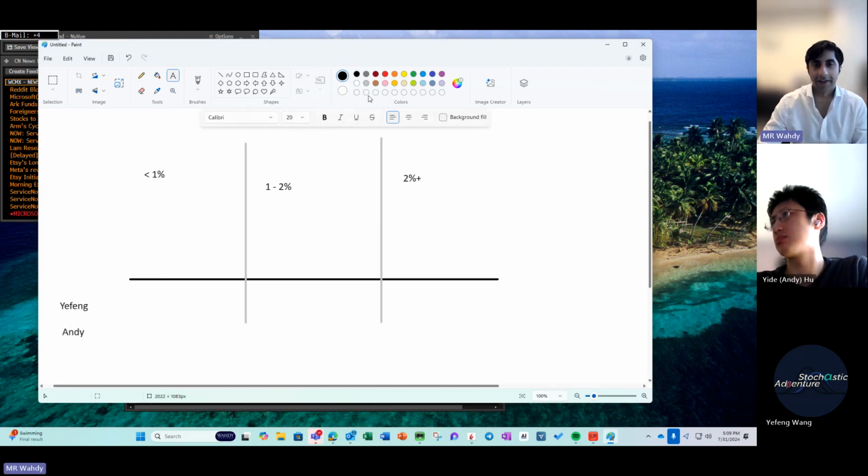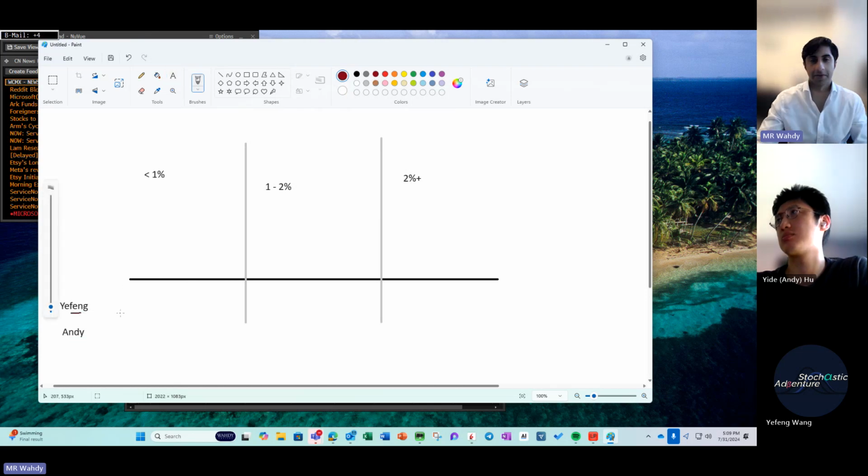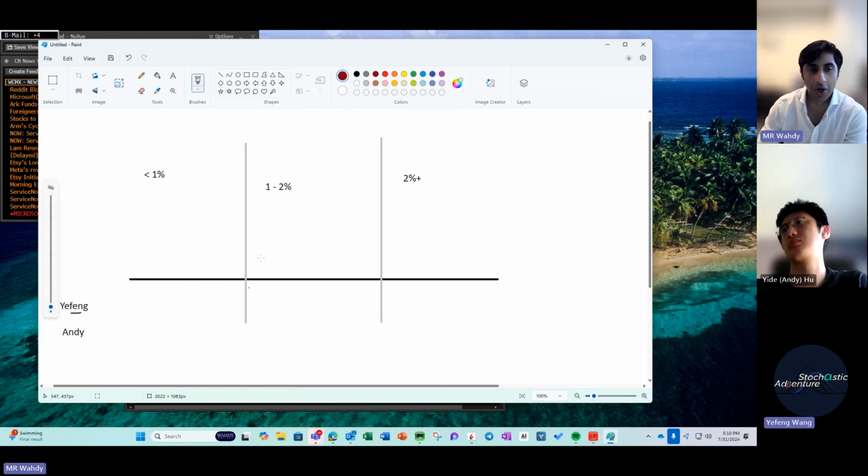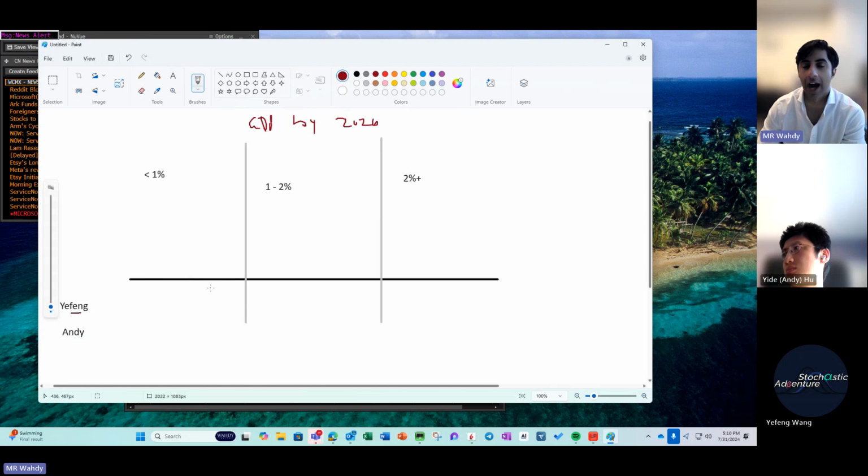Okay. Yefeng, for you, what do you think the odds are, on a scale of 0 to 100? What do you think the odds are of GDP growth by 2026? Where do you think US GDP is going to be? What do you think the odds are of US GDP being below 1% by 2026?